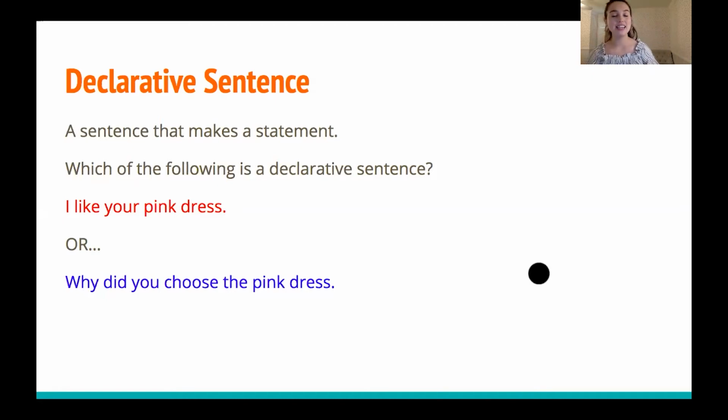The red sentence is correct. The red sentence is correct because you are giving a statement. You are saying, I like your pink dress. That's your opinion. That is a statement that you are making. But the second sentence says, why did you choose the pink dress? That, again, should have a question mark next to it. We are asking why. We are wanting to know why. We are wanting to know details. So that is a question. I like your pink dress is just a statement. So that is our declarative sentence.